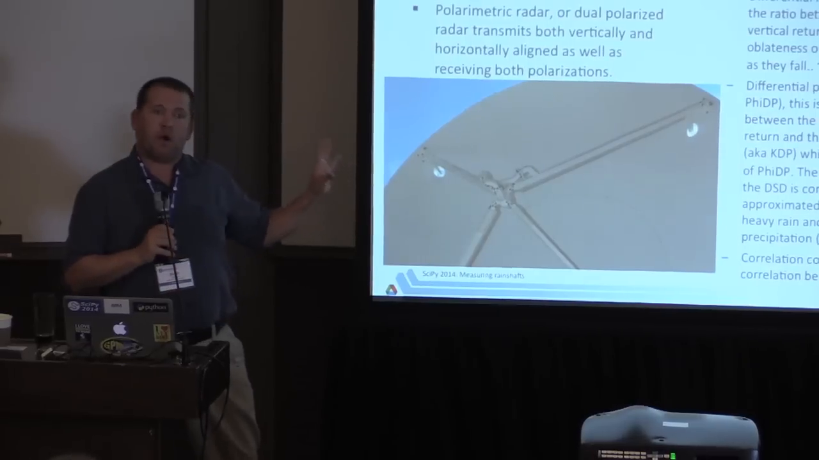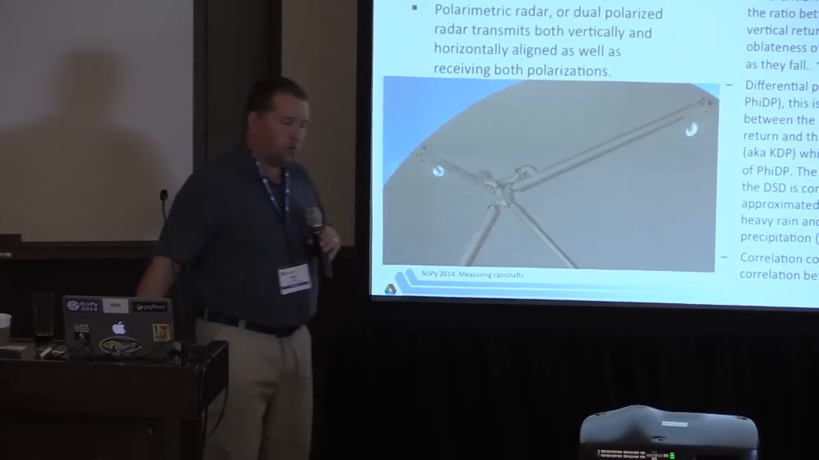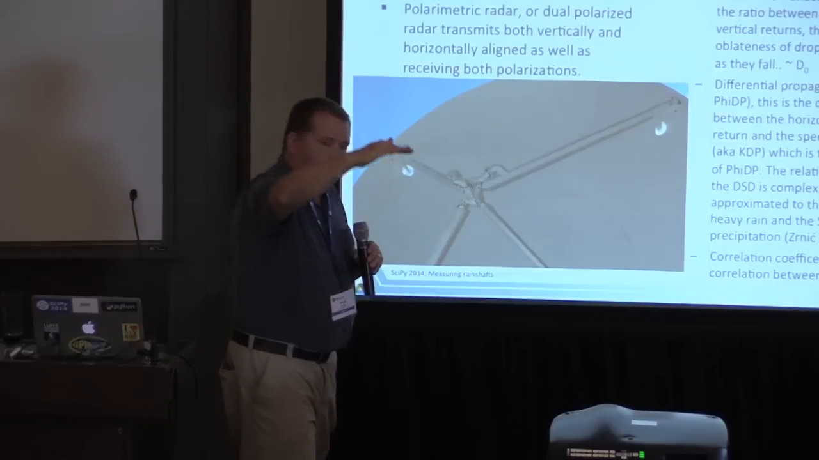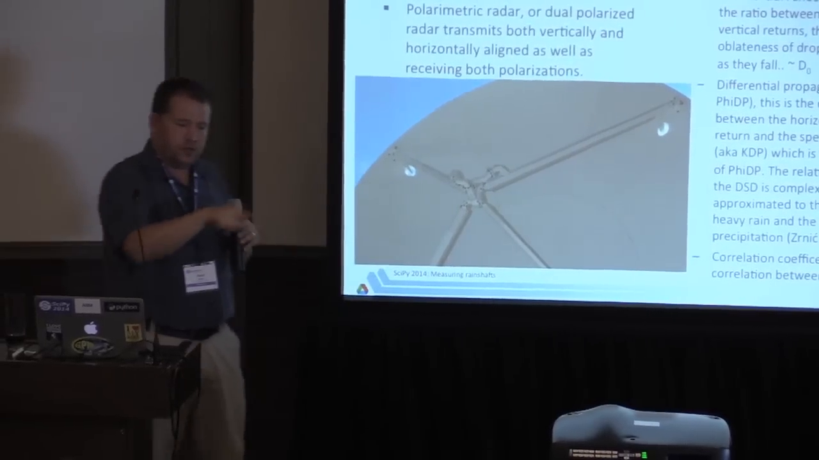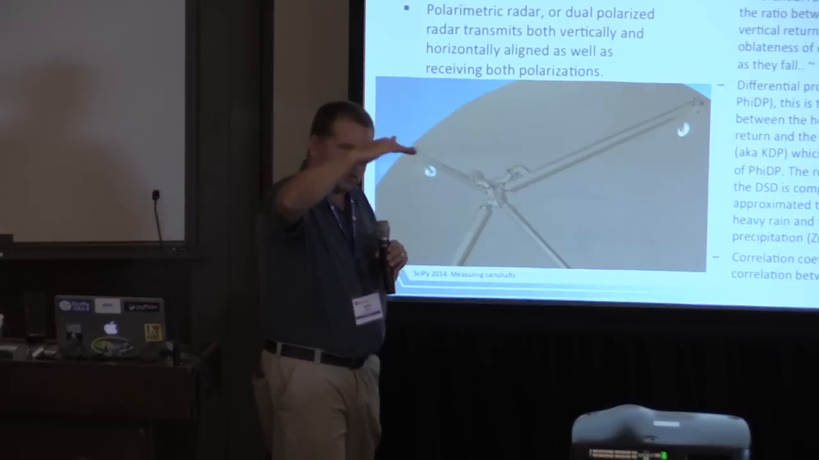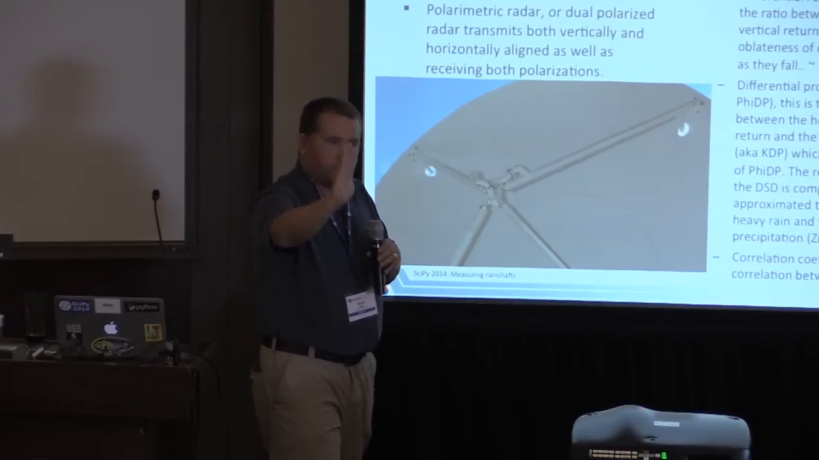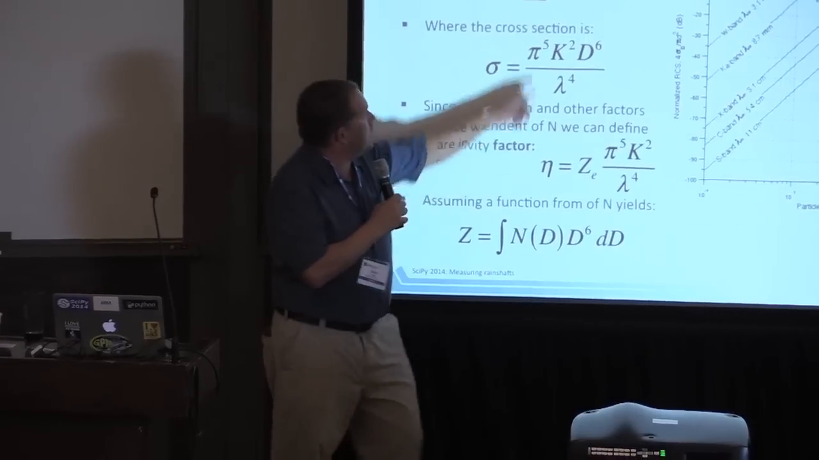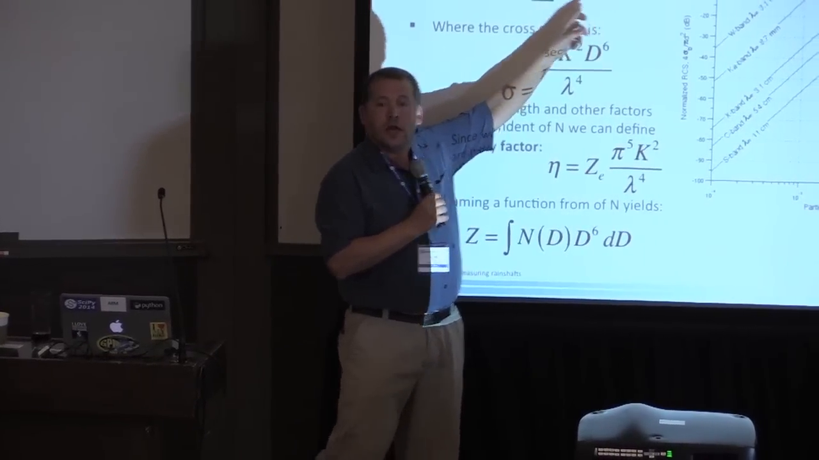And I'm going to talk a little bit about polarimetry as well. A normal radar, you might say, transmits its radiation with the electric field horizontal to the Earth's surface. Polarimetric radar sends out two polarizations, one horizontal to the Earth's surface, one vertical to the Earth's surface. Why is that important? Because this cross-section here can be different in the horizontal as in the vertical.